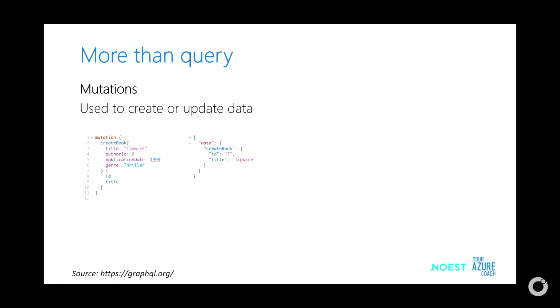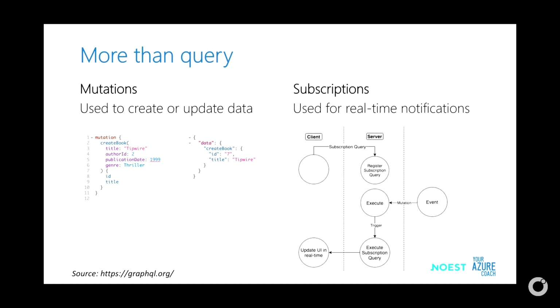Of course, an API which is only query is not good. You need more. So GraphQL also has the concept of mutations. Mutations are there to mutate the data, so to do your creates, your updates, and send your events. And then a final thing, which is very nice, to be honest, is subscriptions. Subscriptions are actually notifications that are sent through WebSockets.